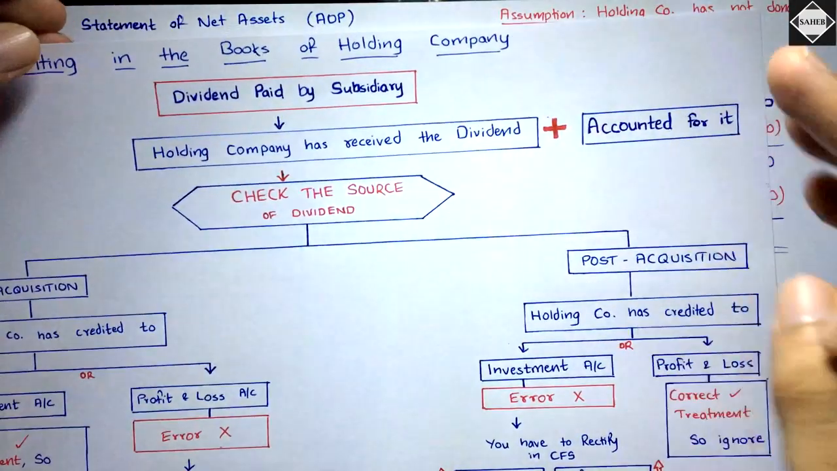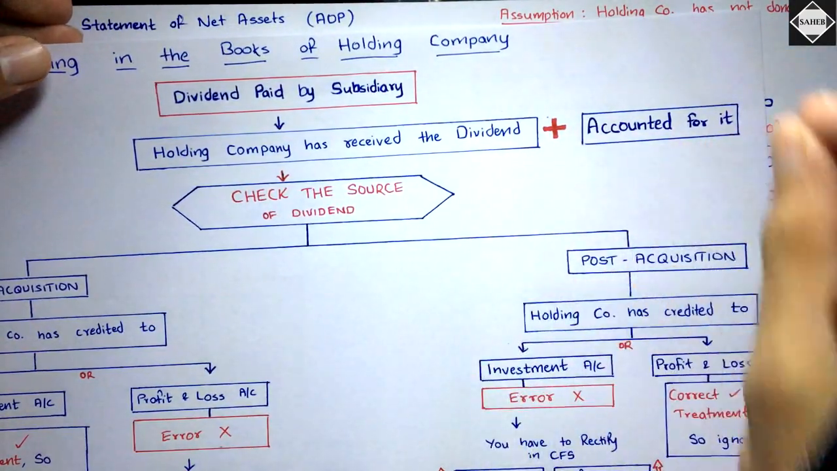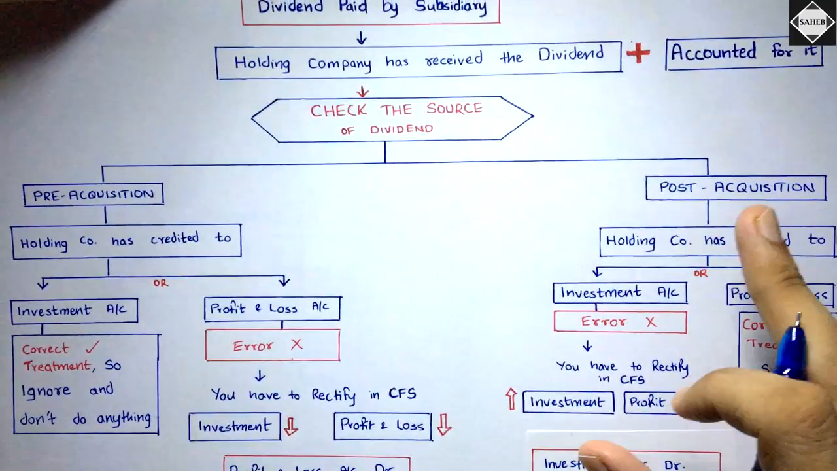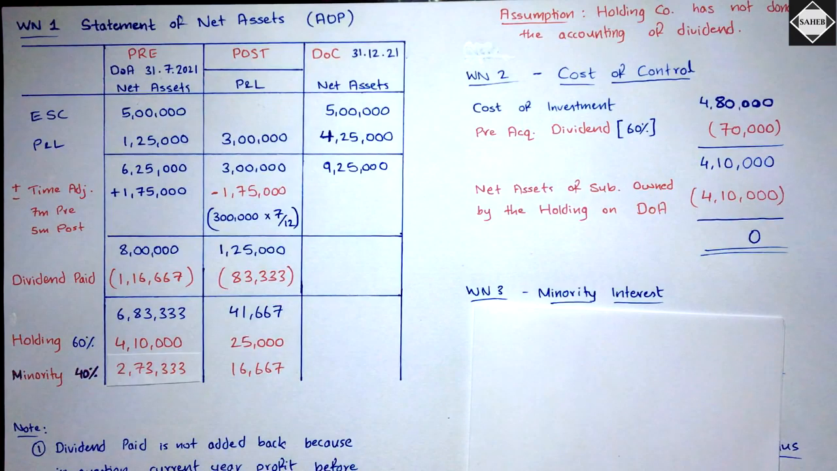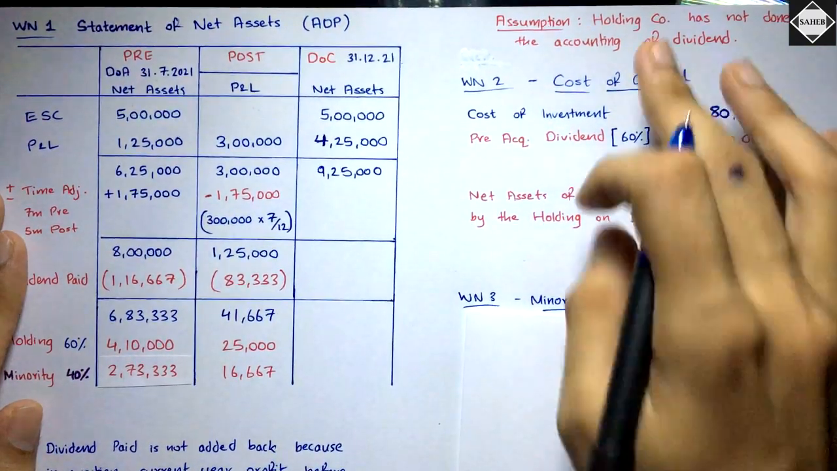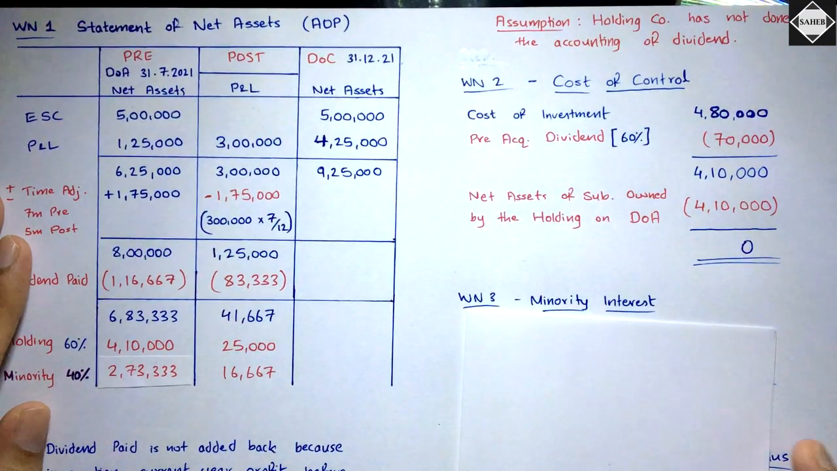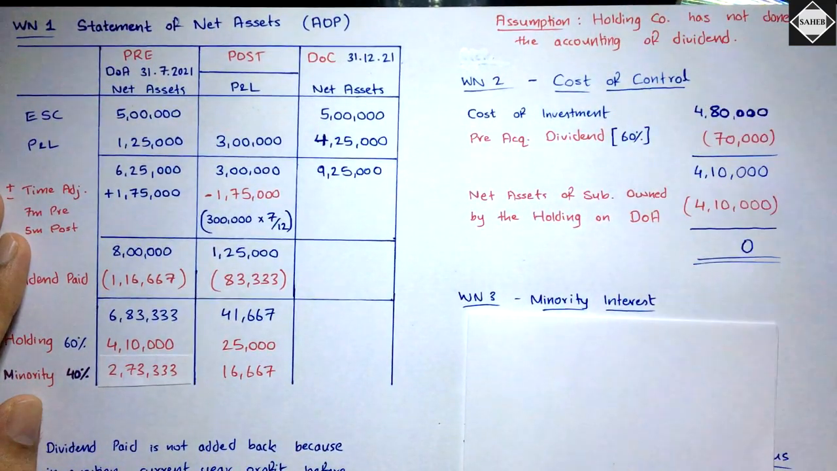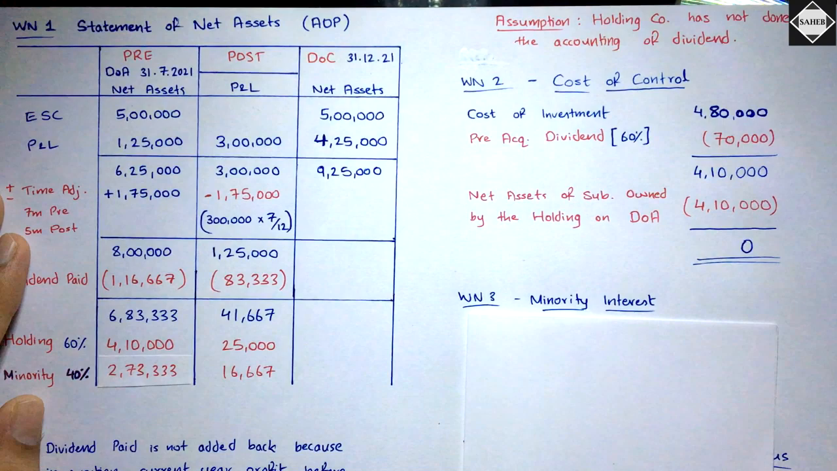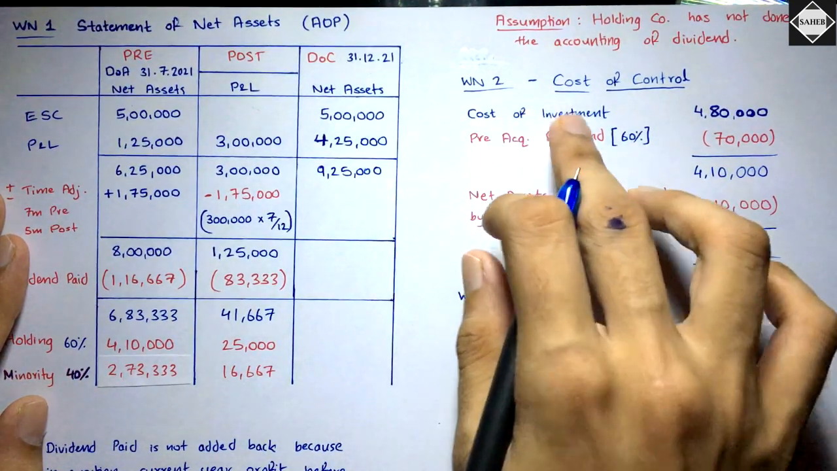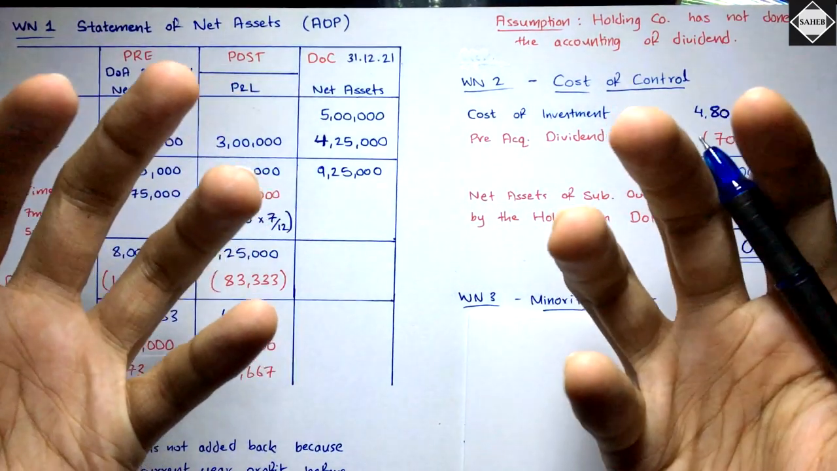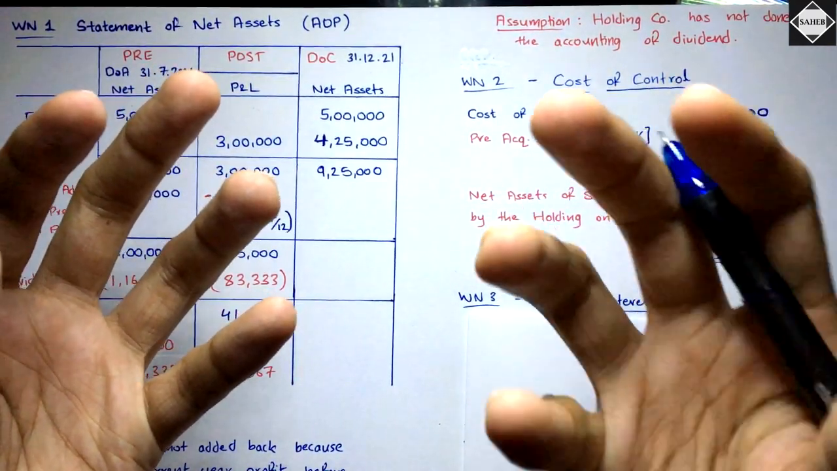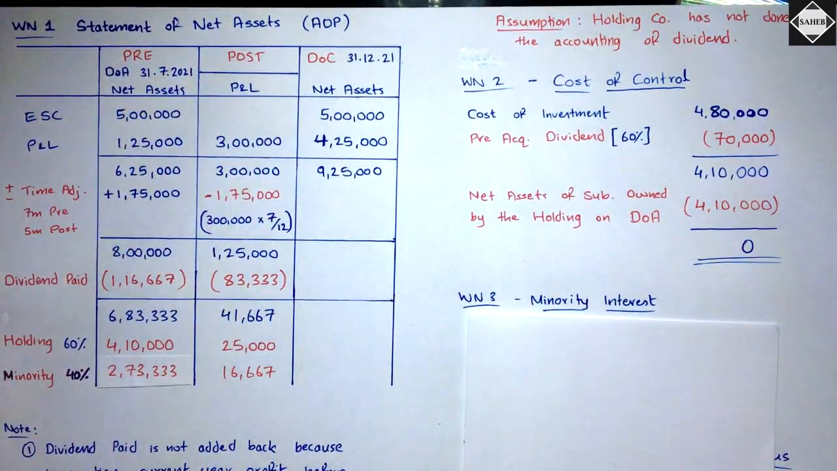Yes. If accounting has not happened, that is the assumption I have made, because I've already explained all these things to you. But now I want to show you what you have to do if accounting has not happened. That's why I have made such an assumption. Holding company has not done the accounting of the dividend, so you will do the correct accounting treatment. Okay, fine. So you know that, see here, cost of investment, what do you do in cost of control? Cost of investment minus pre-acquisition net asset that is owned by the holding company of subsidiary. So let's do that.